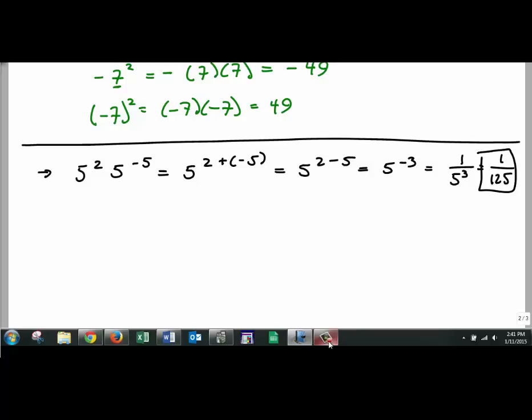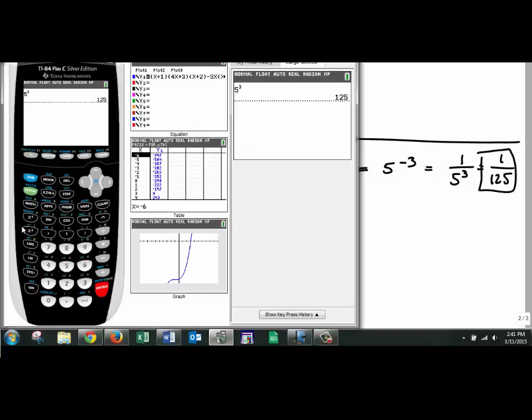Another thing that you could do with your calculator is you could actually do 1 divided by 5 to the third. Now if you do that, you'll get this decimal, but you can change most decimals to a fraction by hitting over here on the left hand side, math, frac. It's your top number here, number 1. You can either hit enter or the number 1 on your keyboard and hit enter, and then you can see it goes 1 over 125.